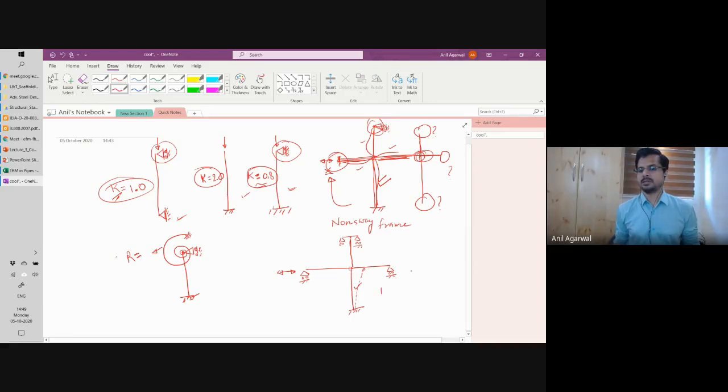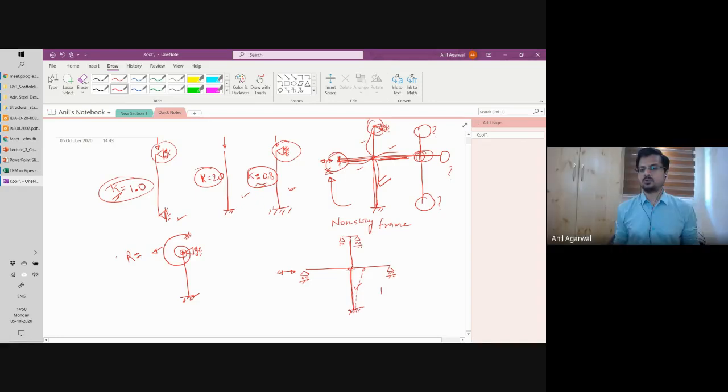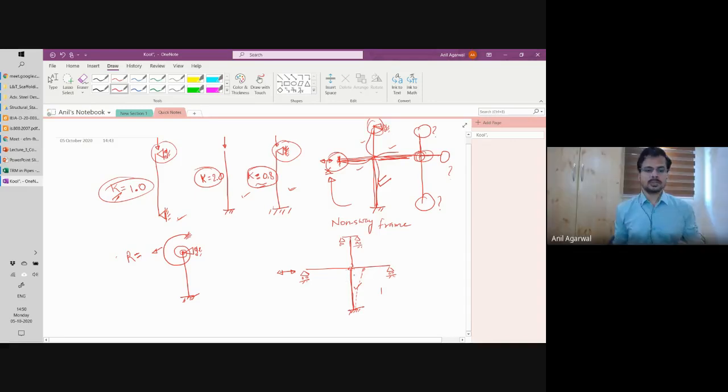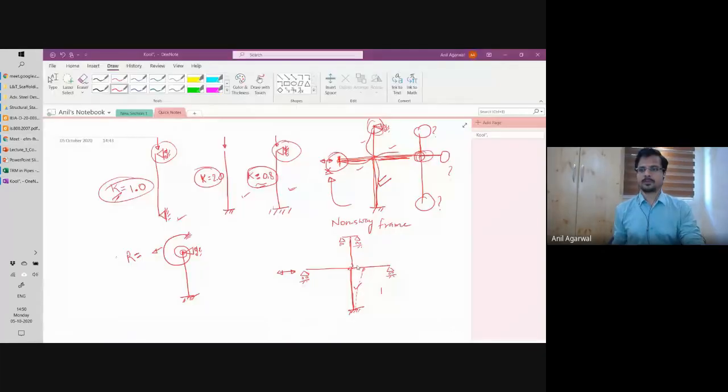If you have a column like this, and then it is pinned here from all sides, what will be the K value for such a column? You have a column, it is fixed at the base, and with the two beams and the top column, it is pin. 0.8, sir. Who is it? It's Leo. Leo? No, it's not 0.8.